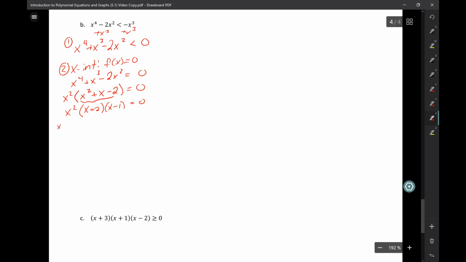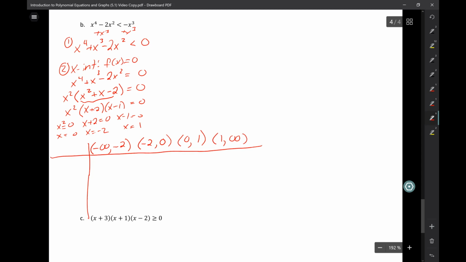Therefore, we can set each factor equal to 0 using the zero factor property. And so we get x equals 0, x equals negative 2, and x equals 1 as our x-intercepts. Therefore, we create our intervals from negative infinity, the first x-intercept we come across is negative 2. We then go from negative 2 to 0, 0 to 1, then 1 to infinity.